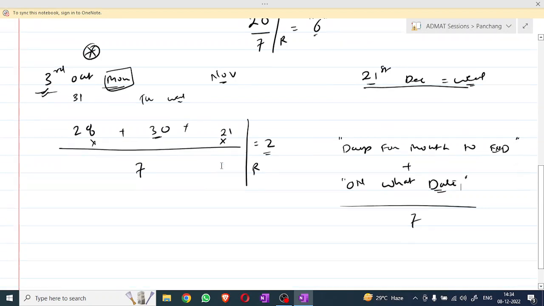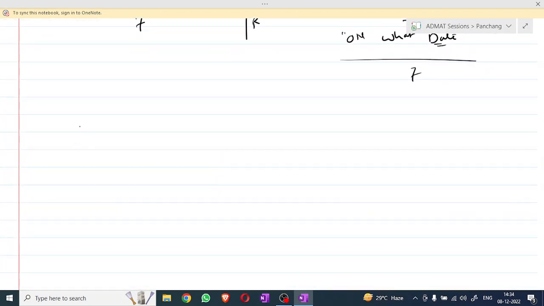Let me raise the bar a little bit. If I say I want to go from 3rd of October, which happens to be a Monday, I want to go to 27th of February next year. Whatever the year may be, let us say 2021, I want to go to 2022. So same process continues. How many days are there for the month to end? 28 days are there for the month to end.